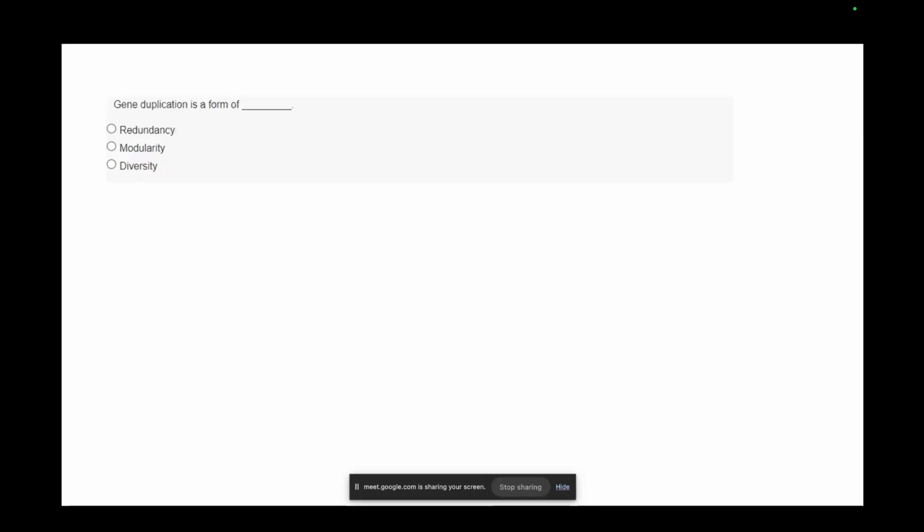Okay. The answer is redundancy because it's the same gene getting duplicated. It's the same function of the same gene. So it's basically a form of redundancy, but it contributes to robustness.